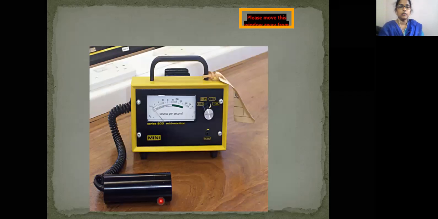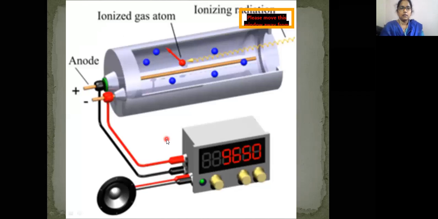So here you can see we have the monitor, here it indicates, okay? Now here you can see it has an anode and cathode, right? So this is the ionized gas atoms, right? So when the ionizing radiation falls on it, that will be taken by these ionized gas atoms, and here it is attached to both the anode and cathode, right? So the readings or the measurements will be given on the display.